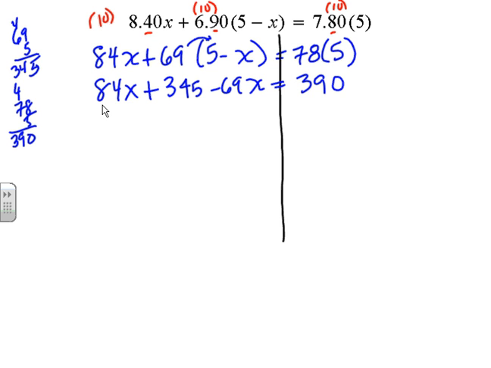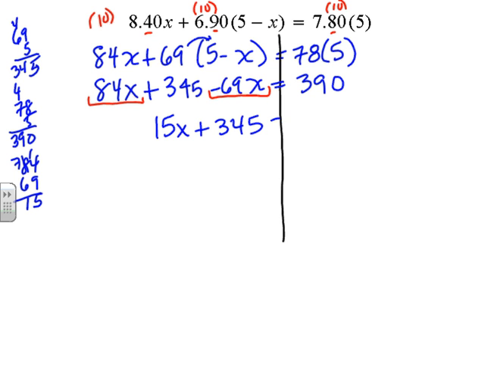Okay, I'm going to collect some like terms here. I have 84x minus 69x on one side. So we can work that again. 84 minus 69. Do some borrowing there. So that's 15. So we have 15x plus 345 equals 390.